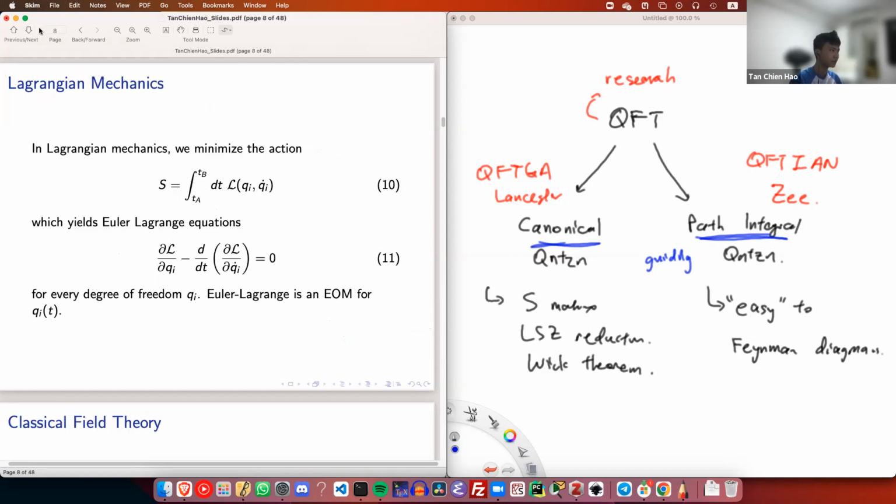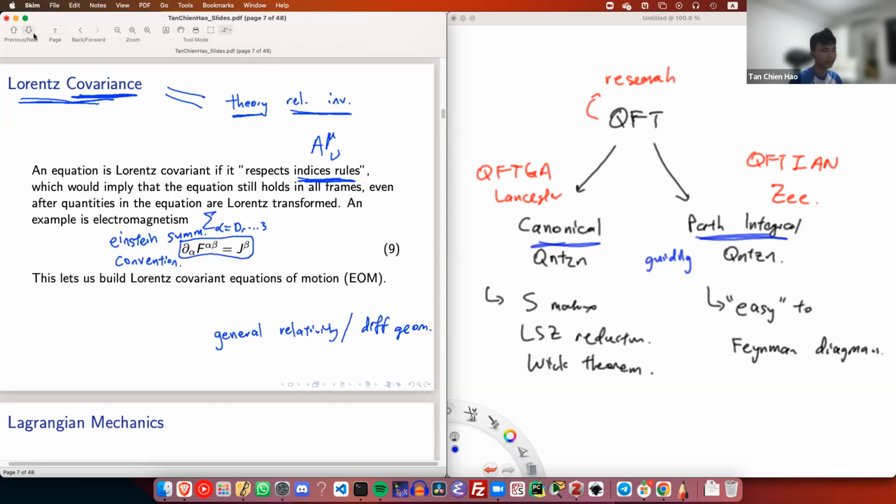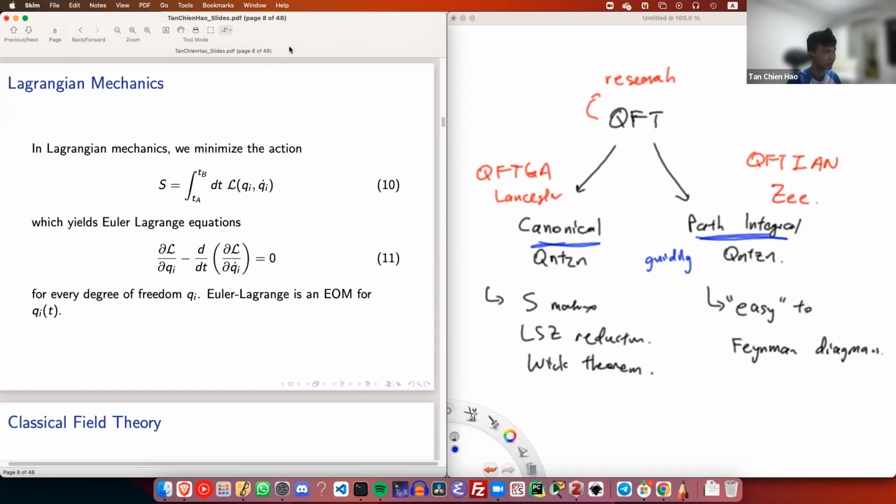So that's for special relativity. The main takeaway is that we deal with the indices when we want to form Lorentz invariant theories. Okay, then for Lagrangian mechanics. We have Newtonian mechanics, which tells us F equals ma.